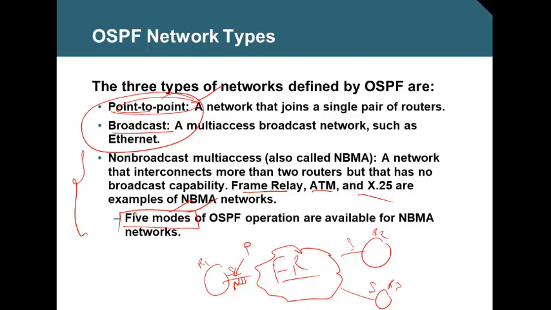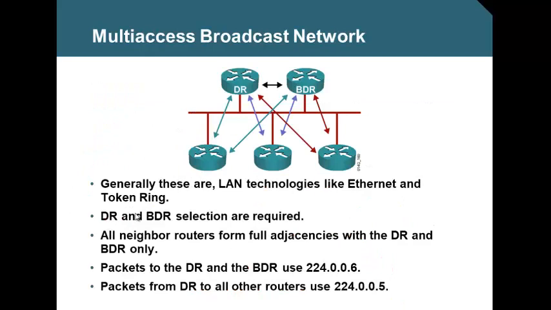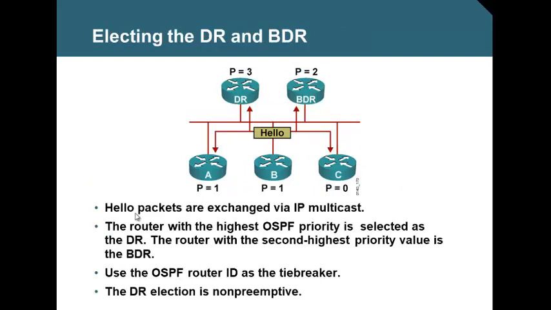Zero. See, when the priority is zero, you mean to tell them not to participate in the election. So they will all be in a two-way state. I would ask you to first do this and confirm this. There won't be a DR/BDR election. If there is no problem, well, let me tell you what will be the result.